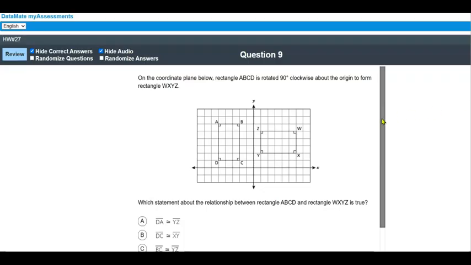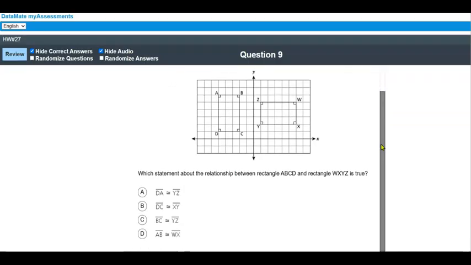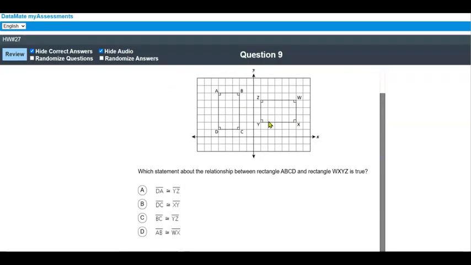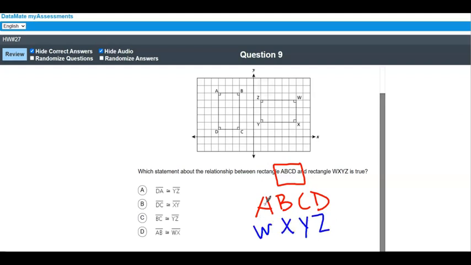In this question, they tell you that ABCD was rotated 90 degrees clockwise to form WXYZ. So which statement is true? Well, the order of these letters has to match the order of the letters in the next figure. So WXYZ. A would match to W, B would match to X, C would match to Y, and D would match to Z. So if this option says D and A go together, then Z and W would go together. And that's not what it says.